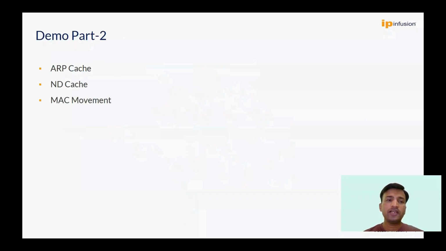As part of demo part 2, today we'll understand how the ARP cache works in OcNOS in the EVPN-VxLAN fabric, and similarly how the ND cache works, and how MAC movement works. We will be seeing this as part of this demo.